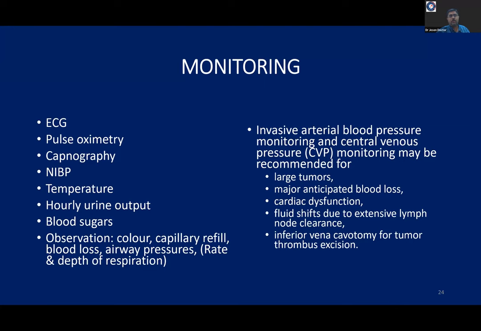Apart from that, you can always look at the airway pressures, the capillary refill, the hydration status, and the blood loss. And in huge tumors, which involve large masses or anticipated blood loss, or children with cardiac dysfunction, or where there is extensive lymphatic clearance involved, or a cavotomy, or on pump where there is an intra-atrial tumor thrombus, it is always mandatory to use invasive arterial blood pressure monitoring and a CVP line in place. These are some of the indications for invasive hemodynamic monitoring in children.